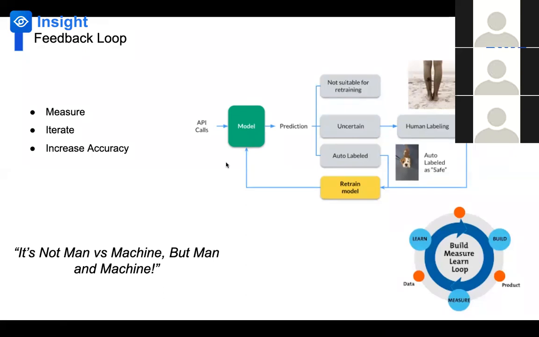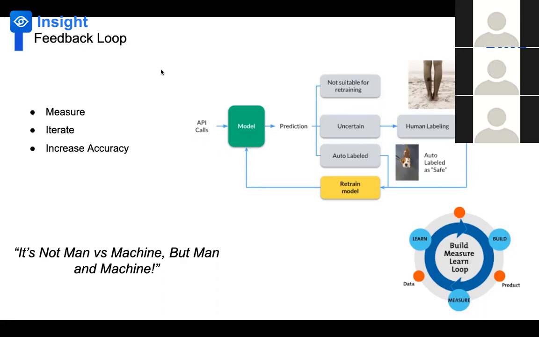And all this data will help you retrain the model and improve the accuracy. So how do you create a feedback loop? By measuring and iterating, which will help you increase the accuracy. Generally in any AI ML model, it's not man versus machine, but humans and machines working together. Another example of a feedback loop I can think of is when Google Assistant was launched. Whenever you interacted with the assistant, Google asked for thumbs up or thumbs down. That was a way of doing the feedback.